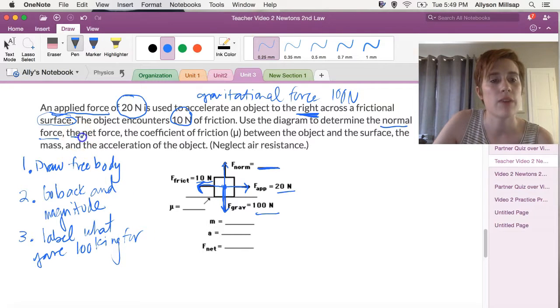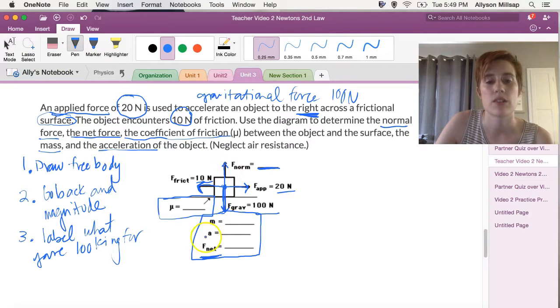Okay, and then we want to find the net force. So I write that down here. By the way, the mass, the acceleration, and the net force of the object, always label them down here underneath your free body diagram. You're looking for the coefficient of friction. Always put your coefficient of friction over here because I just want it to be next to your frictional force. And then it wants to know the mass of the object and the acceleration of the object.